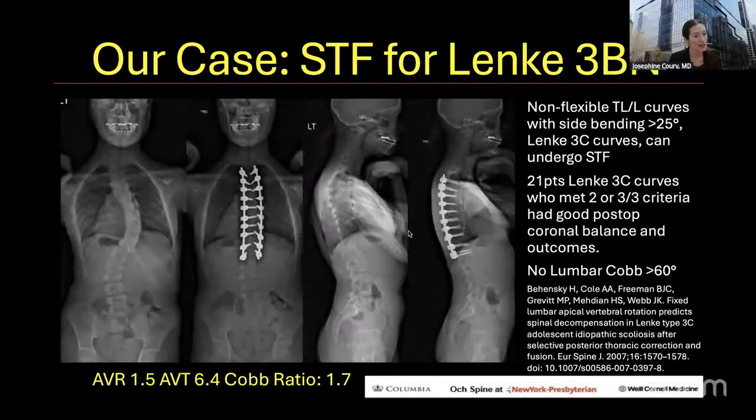So looking back to the patient I just showed you, this patient had a selective thoracic fusion. This patient had an LIV of T12, and these are her x-rays at 2 years post-op with an excellent alignment. There was a study of 21 patients with Lenke 3C curves who underwent selective thoracic fusion, who met at least 2 or 3 of these criteria, and all of them went on to have excellent post-op outcomes. So this just goes to show you can do selective thoracic fusions for structural lumbar curves as well.